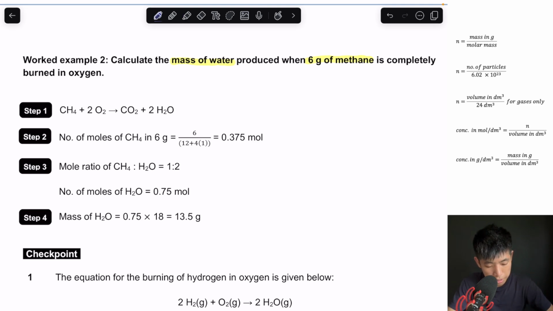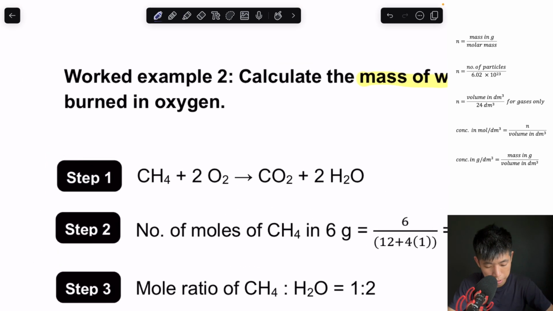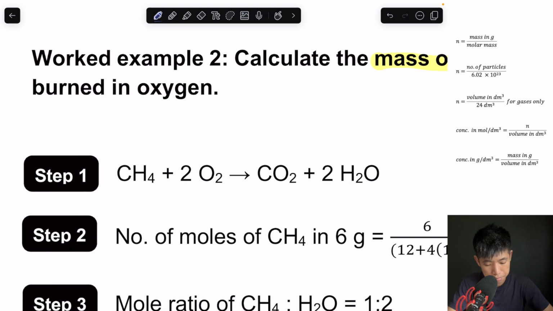First step, again, let's have a chemical equation, and make sure it's balanced. Next, ask yourself what is given in the question. The question tells me I have 6 grams of methane. I need to find the mass of water. Remember, if I'm given mass or whatever quantity, I must convert it to moles first. So first find out how many moles this is, and when you cross the bridge, how many moles are formed.